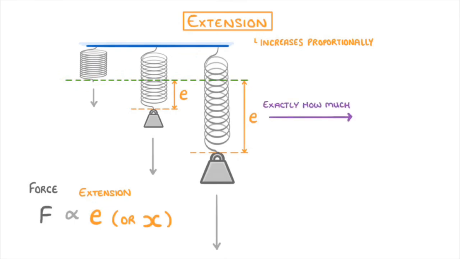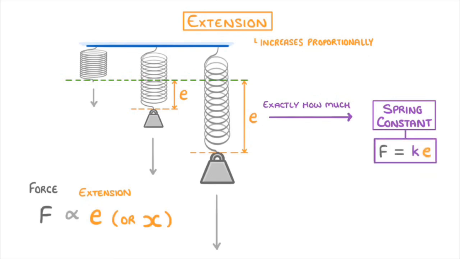Exactly how much the spring extends though, for a given force, depends on the particular object's spring constant, which is denoted by the letter K. And if we add this into our force extension equation that we wrote in the bottom left, we get F equals KE, with K being measured in newtons per meter and extension in meters.